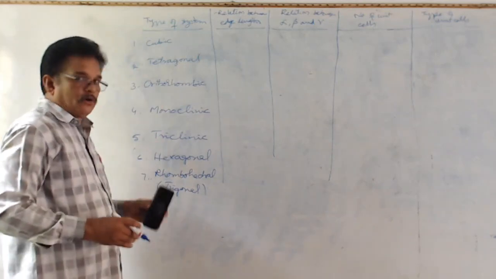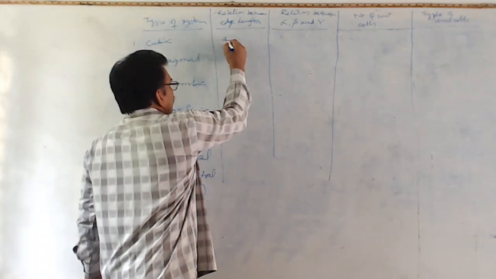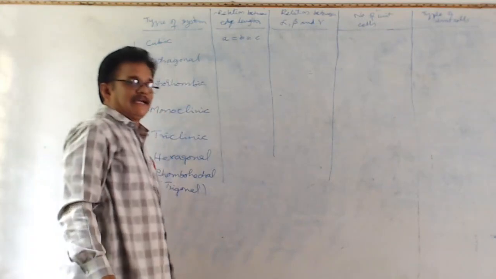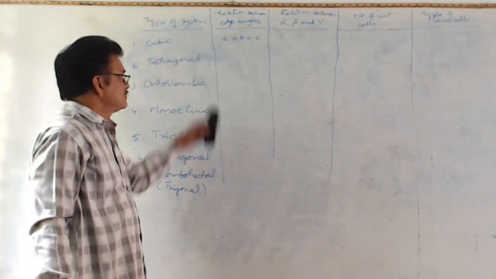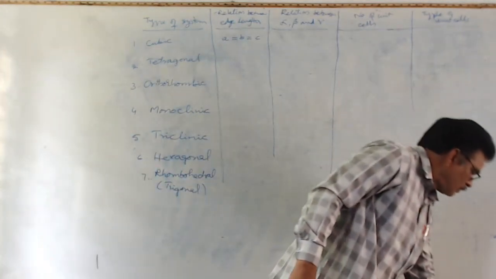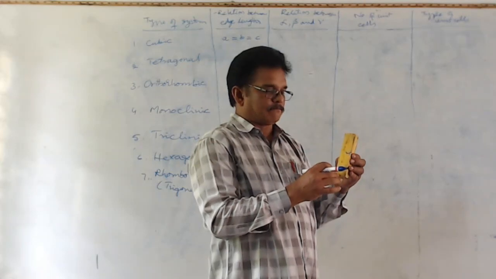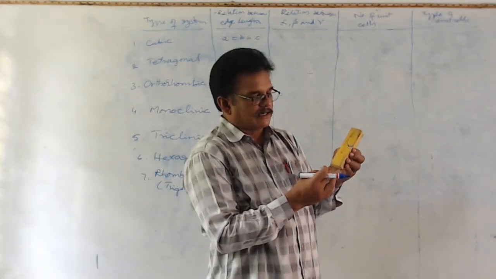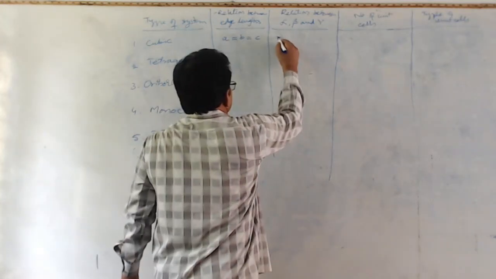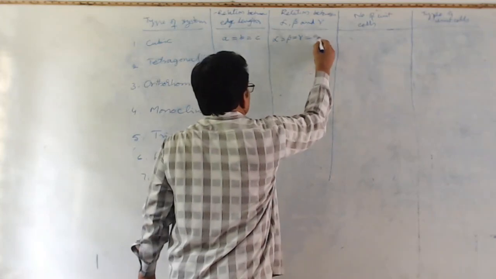We know that in a cube, the edge lengths are the same. That means along the x-axis, y-axis, and z-axis, the edge lengths are equal. That means A is equal to B is equal to C. And similarly, we know that the angle between any two faces is 90. This one 90, this one 90, and this one is also 90. That means the interfacial angles alpha is equal to beta is equal to gamma is equal to 90 degrees.